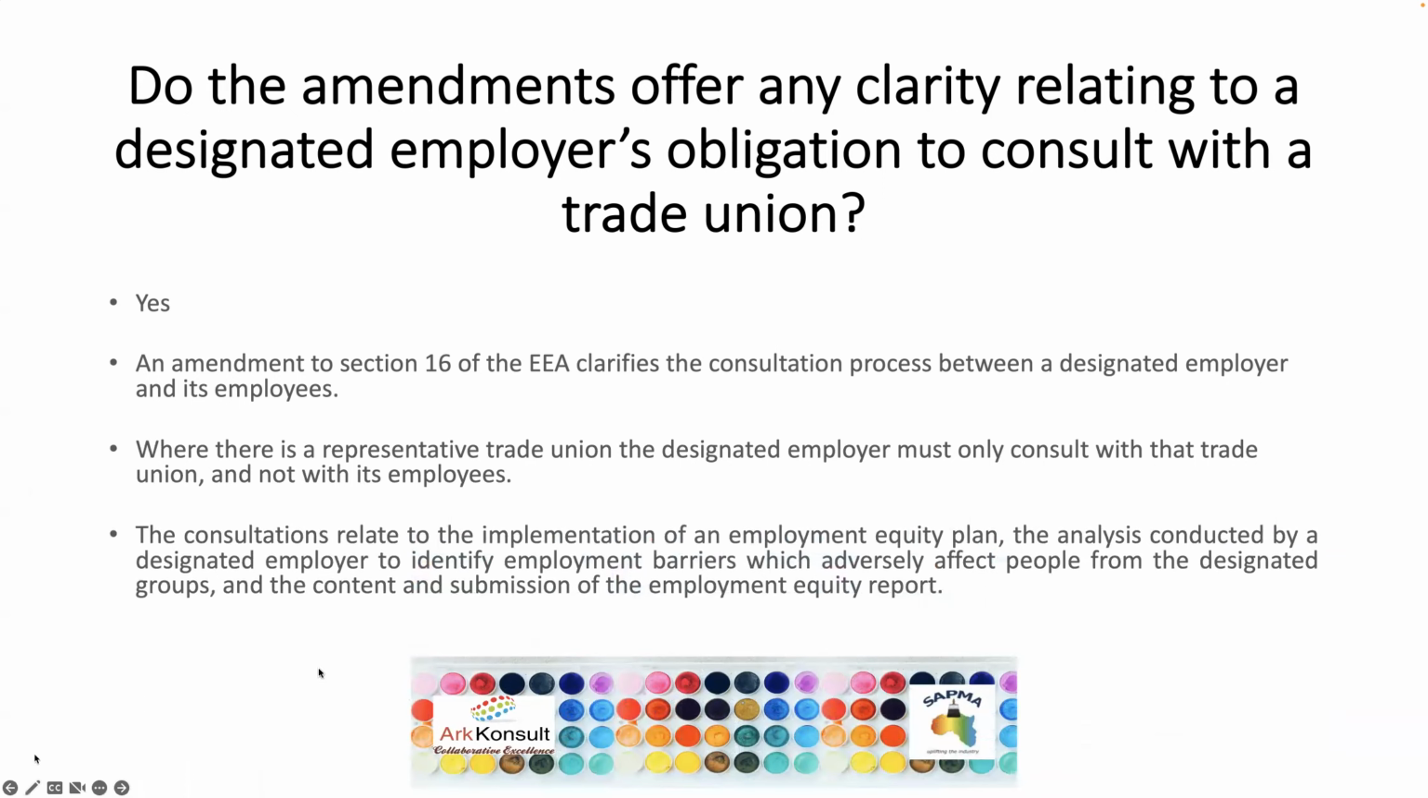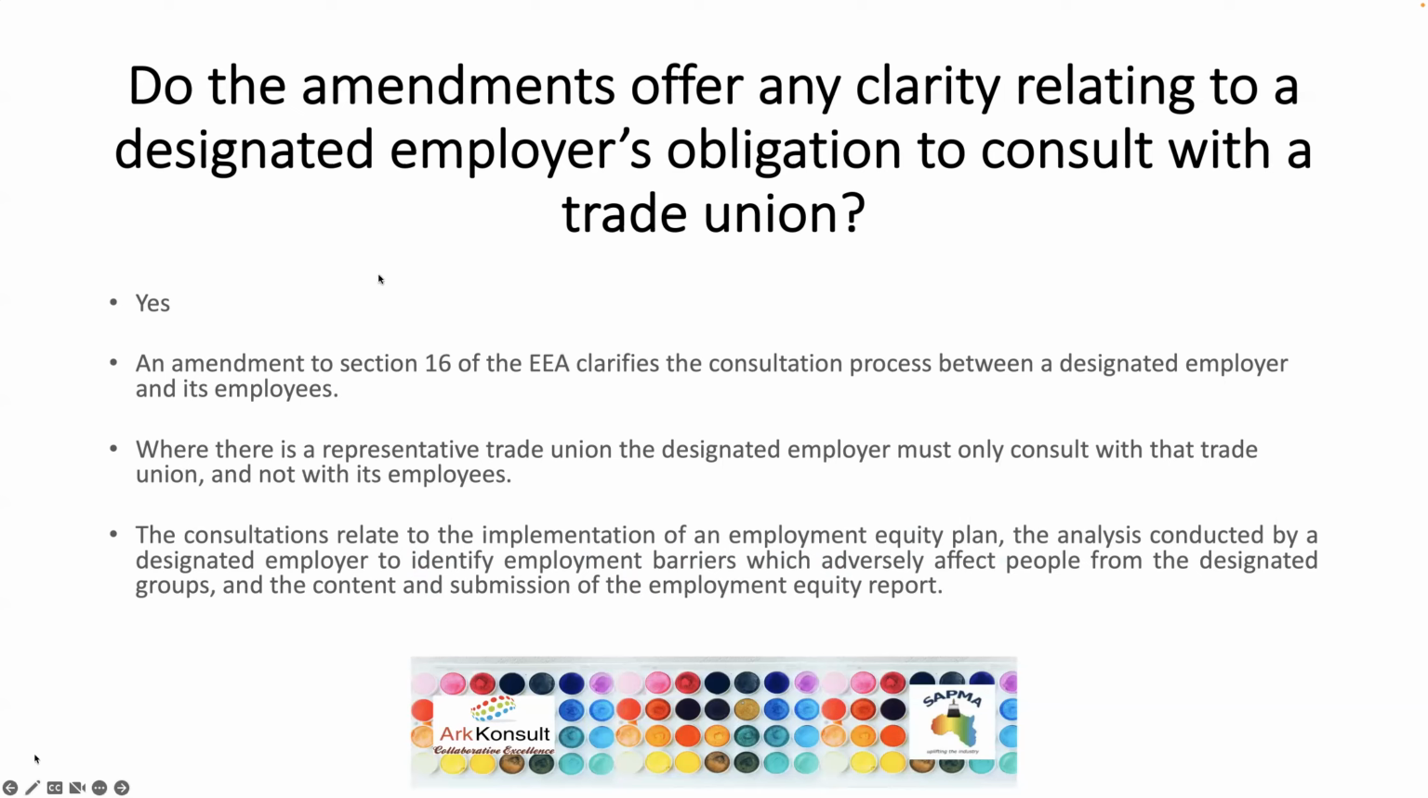The consultations relate to the implementation of an employment equity plan in the company, the analysis conducted by the designated employer to identify employment barriers which adversely affect people from the designated groups, and the content and submission of the employment equity report. I am shocked by the fact that I've not heard any response from organized business, be it a Black Leadership Association, be it Business Unity South Africa, be it any association of employers in any industry in the country, coming back and saying to government, why have you and the trade unions cut the people who work for us out of the engagement on employment equity?